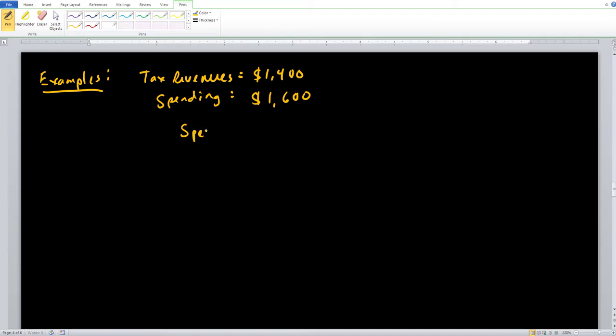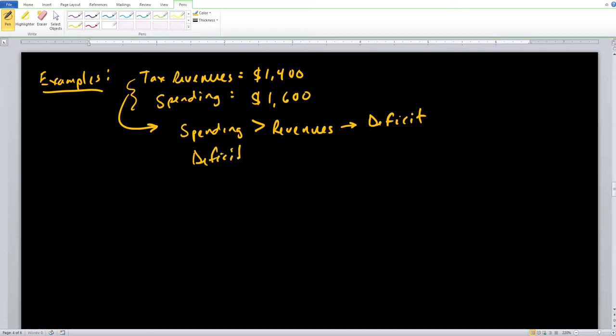Anytime spending is greater than tax revenues, we immediately know that we are going to be hit with a deficit. In the opposite case, if spending is less than revenues, then we're going to have a surplus. But in this instance, spending is greater than revenue, so we are running a deficit for this particular year. And how much of a deficit do we have? We simply take the difference between these two numbers. So our deficit is equal to 1,600 minus 1,400, which gives us $200 or $200 billion worth of a deficit.